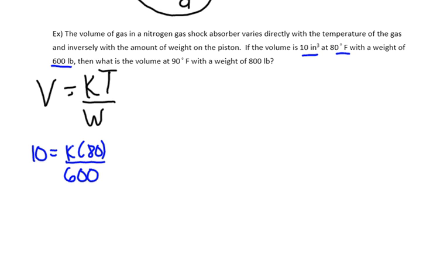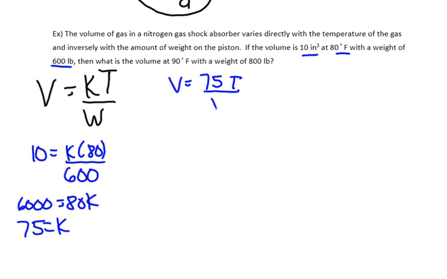So multiply by 600. And then divide by 80. So that should be 75. Now, go back and plug that in. Now, but that hasn't answered my question. The question is, what is the volume at 90 degrees Fahrenheit and a weight of 800 pounds?